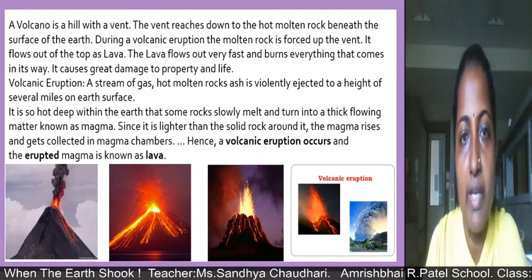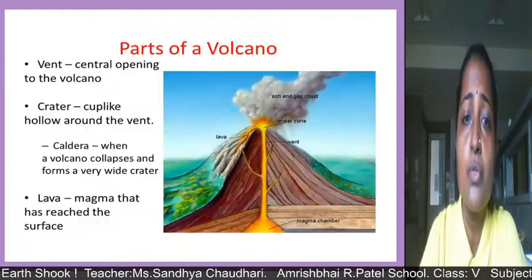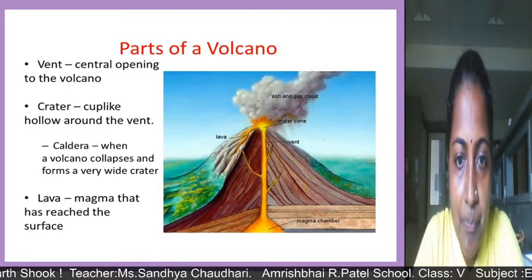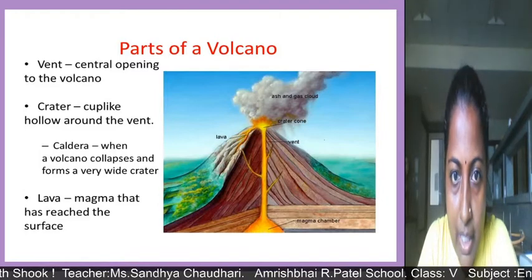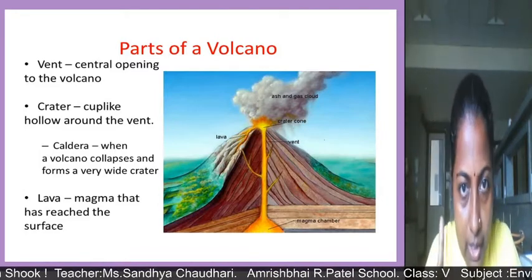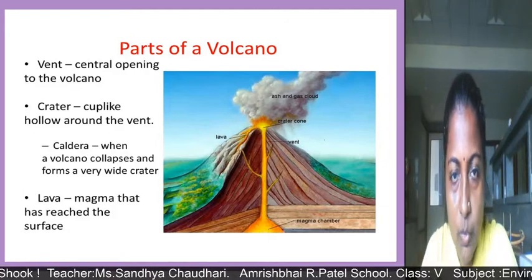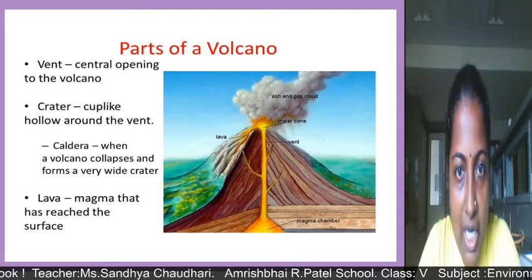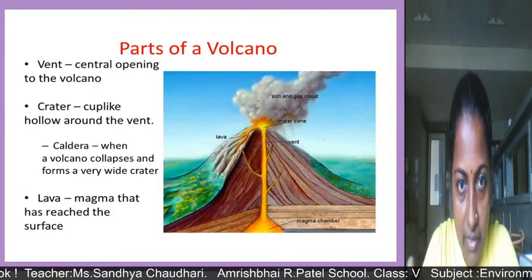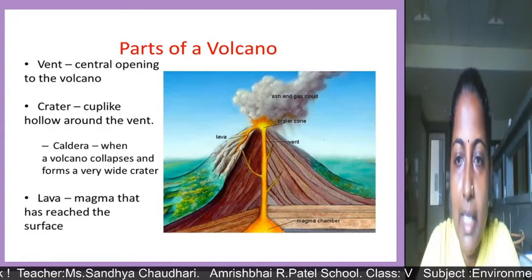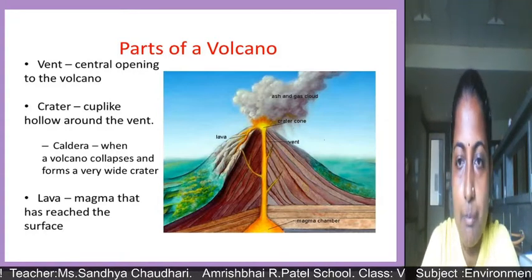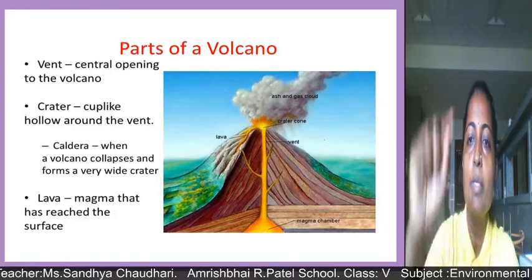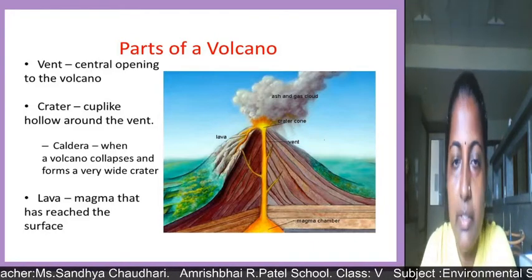Now we are going to see what a vent is in the next slide. Students, as you can see in the picture, first see the figure. The magma chamber is below, and you can see the root, that is the vent. On the top opening of the mouth is the crater cone, and you see the blast of ash and gas clouds. The magma that reaches the surface is called lava. A vent is the central opening to the volcano. You can see it in the figure labeling.